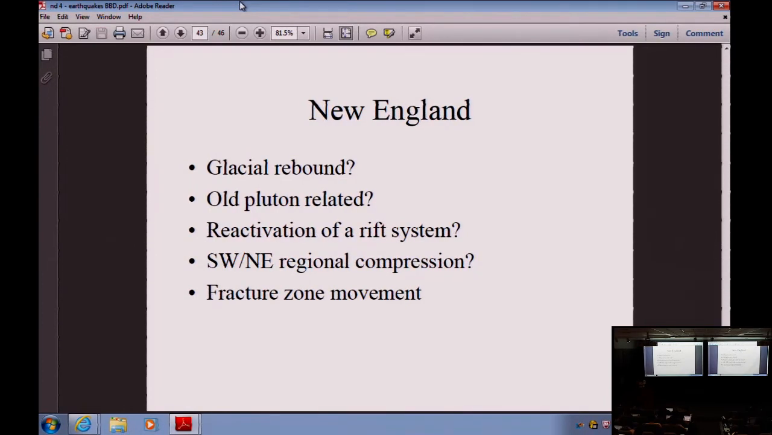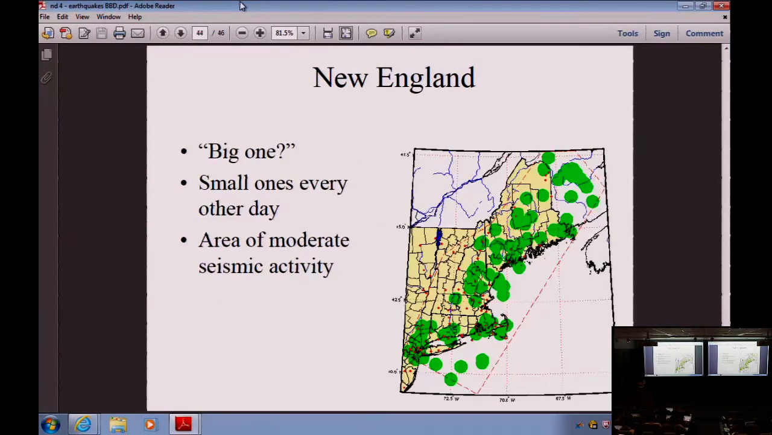Could there be a big one? There are smaller ones, as you know, every other day. We count as a mild to moderate area of seismic activity. In 1663 in Quebec, there was a 7.3. That was only 600 kilometers from Boston. In 1940, Ossipee, New Hampshire, there was a 5.4. That was 176 kilometers from Boston.